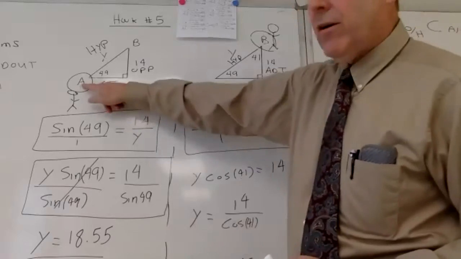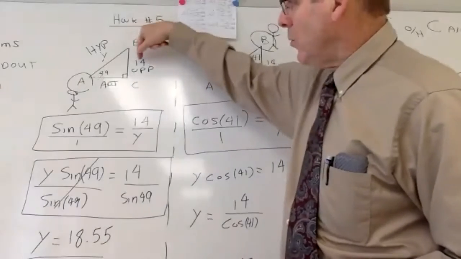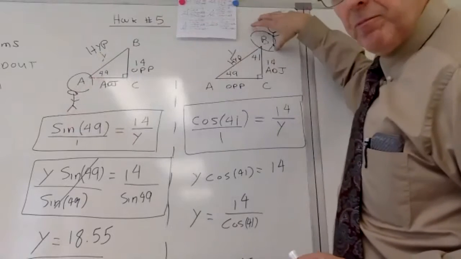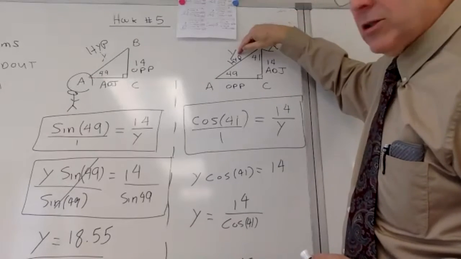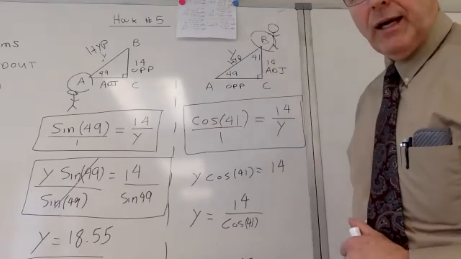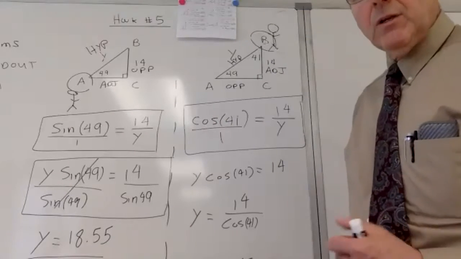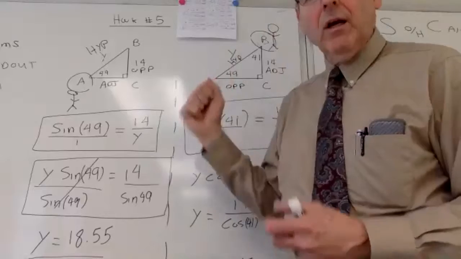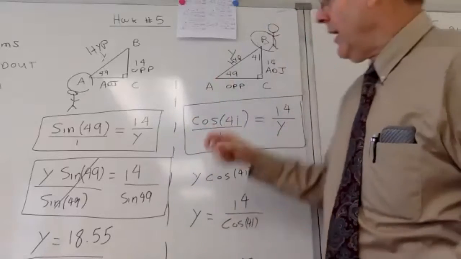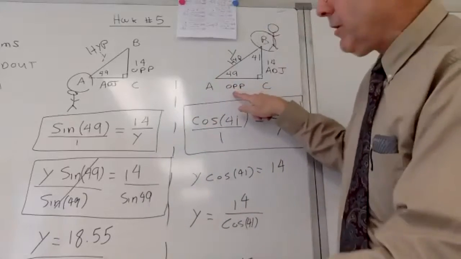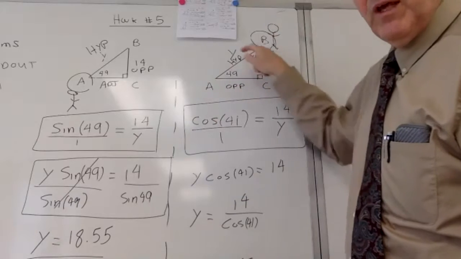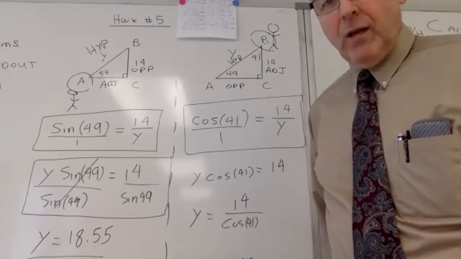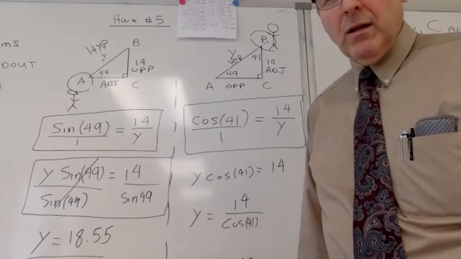See, when I stood down here, what linked what I knew and what I was trying to find was sine. When I moved up here, what linked what I knew and what I was trying to find happened to be cosine. That's why I draw a little person there. You have to imagine you're standing there and this side is across from you, this side is next to you. And the hypotenuse never changes. It's always H.